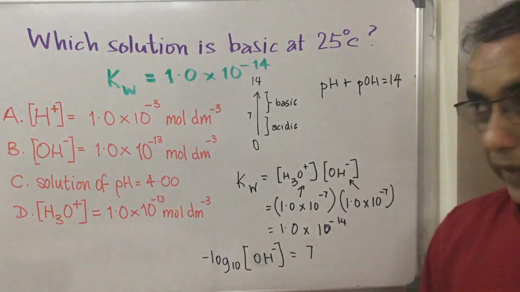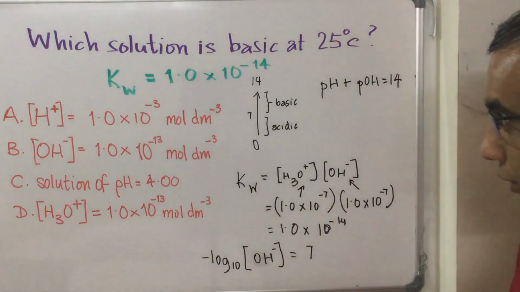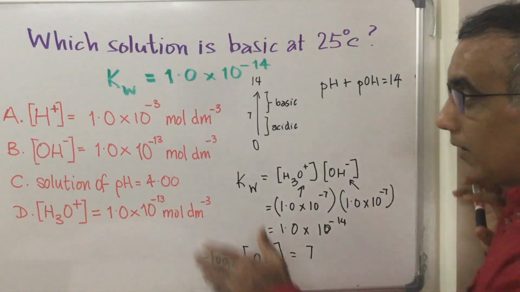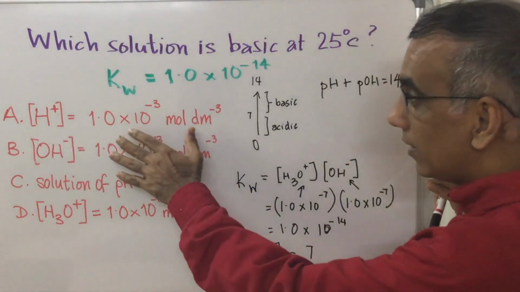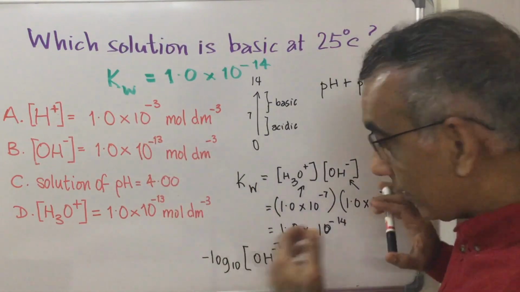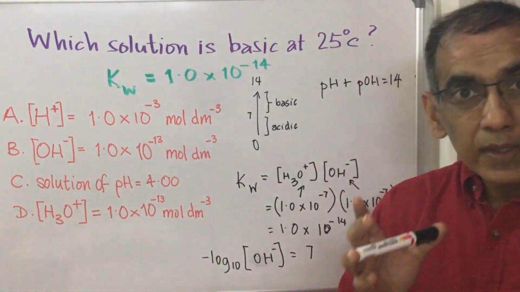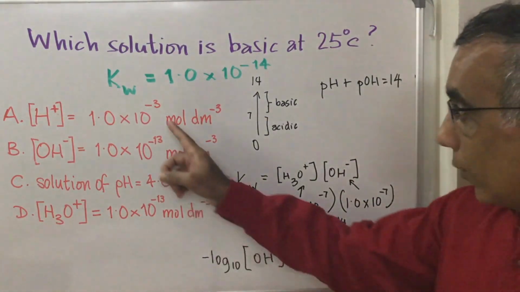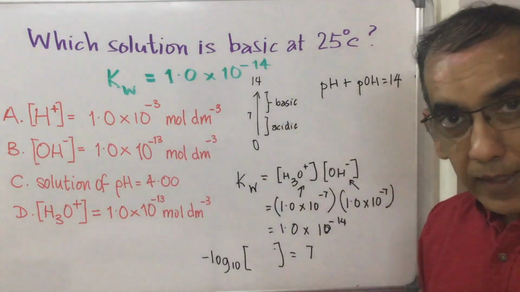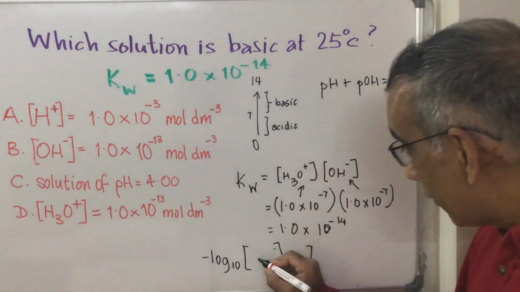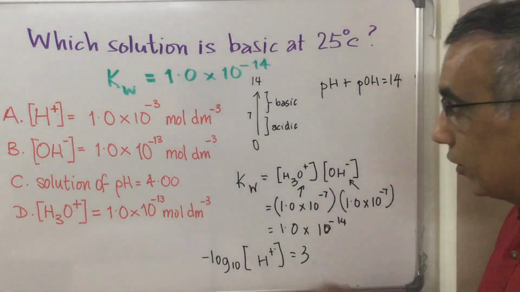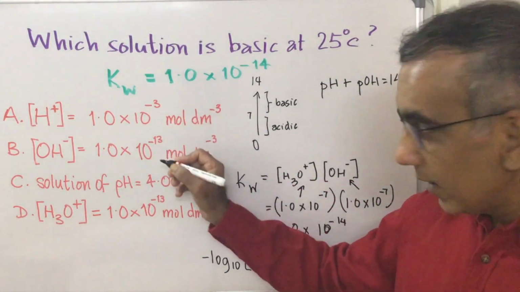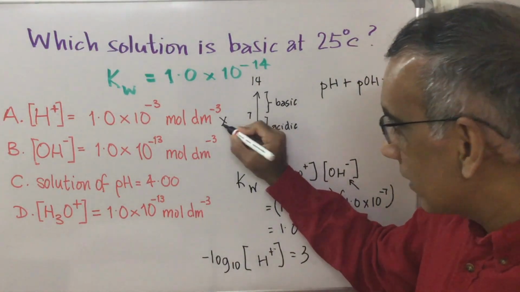How do you bring all of that information to solve this question? Well, let's look at each answer. Here in A, it says the hydrogen ion concentration is equal to 1.0 by 10 to the minus 3. Now mentally, you need to know that once this is minus 3, the negative log to the base 10 of that hydrogen ion concentration is going to be equal to 3. So this pH is acidic. A cannot be your answer.